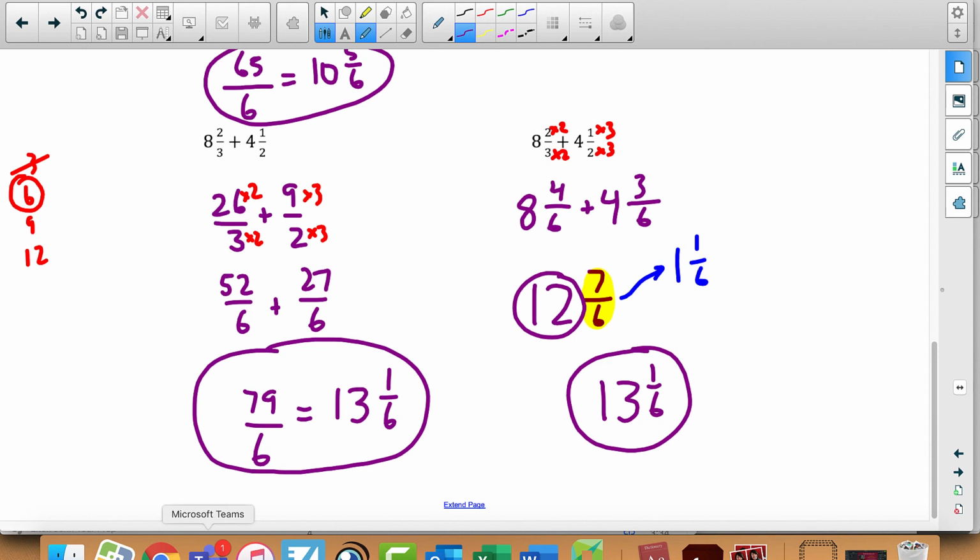Okay, the choice is up to you, people. Do whichever method you like more, or use them both from time to time. I don't mind, as long as you're getting the right answer.